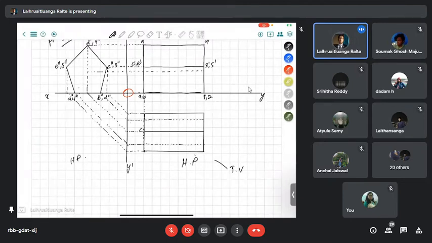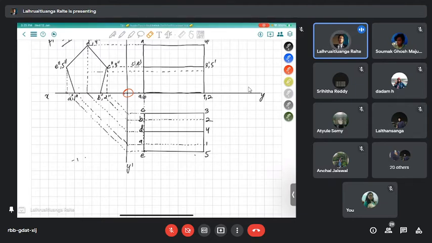D and 4 form the top, and the sides C and 3 and E and 5, and the base A and 1, B and 2. So this makes up our projection.